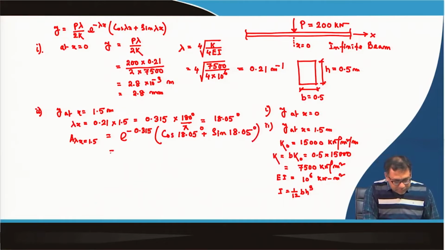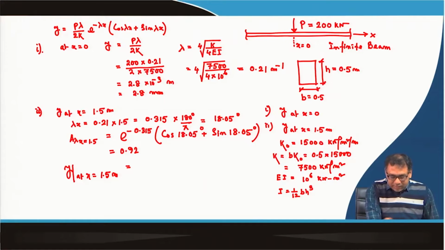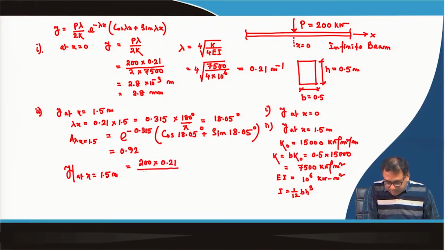Okay. So, this value is coming out to be 0.92. So, y at x equal to 1.5 meter will be P lambda by 2k and this term. So, P is 200, lambda is 0.21 divided by 2, then 7500, then e to the power lambda x.